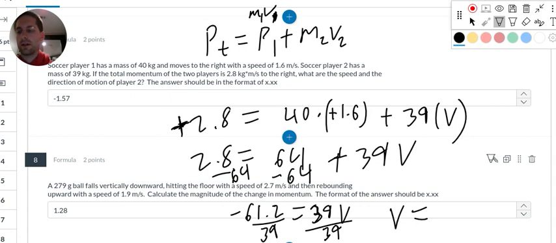V is going to be negative 1.56769. There's more, but I cut it off because I don't care about that. I only need 3 decimals to check. It's 2 decimal places, so I round to 2. That's a 9, so I will get rid of that and bring that one up. So it's negative 1.57 meters per second. That's the speed of the second player.